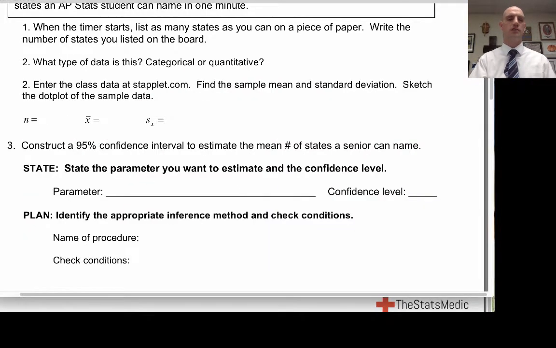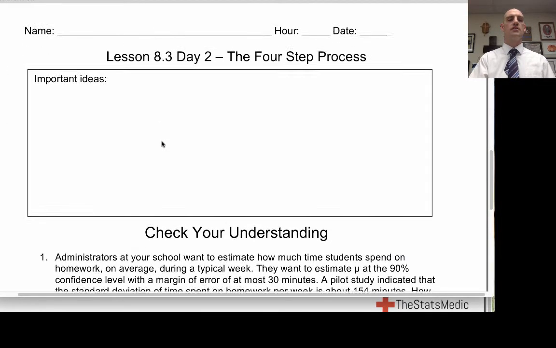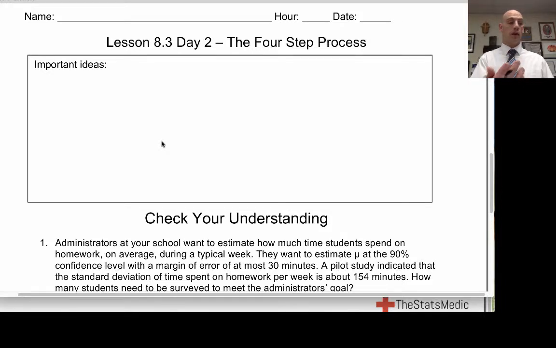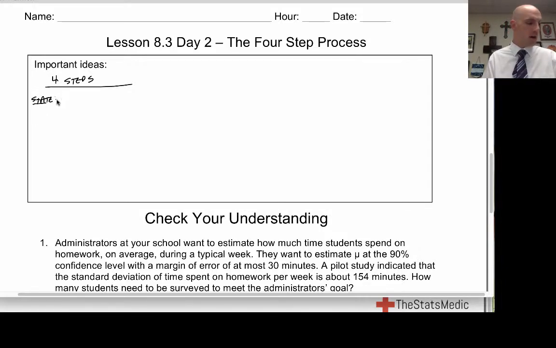That's what we're doing. So it should be vaguely the same as what we've done, right? We've got the same process. We check the conditions and we use a different formula, but it's based on the same principle. So what about the 4 steps? Let's take a look. In this case, the 4 steps would be this. We're going to state what the true mean is.